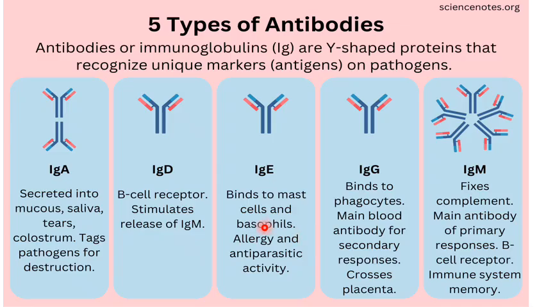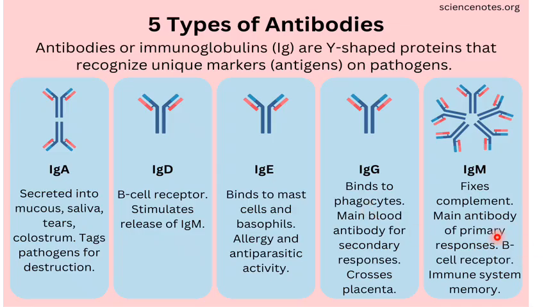IgE is the immunoglobulin that binds to mast cells and basophils. They are for allergy and antiparasitic activity. So your eosinophil will produce the IgE. IgG, or immunoglobulin G, will bind to phagocytes. It is the main blood antibody for secondary response. This is very important, and they can cross the placental barrier.